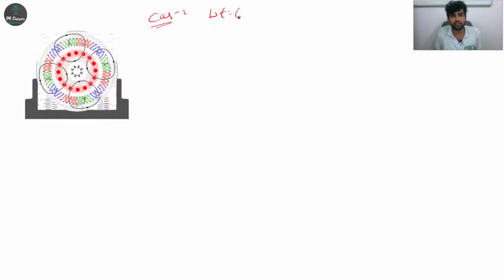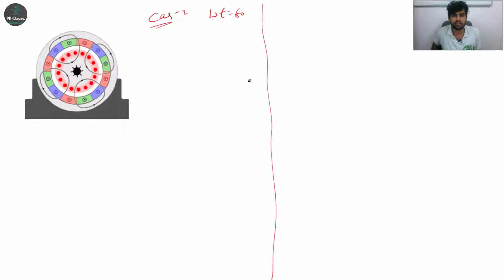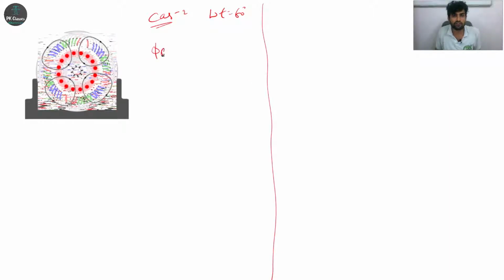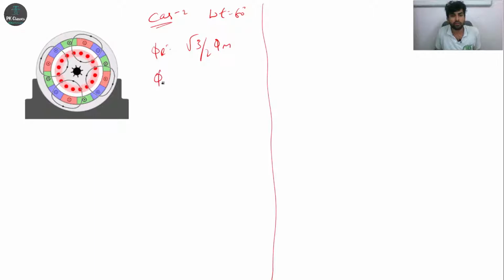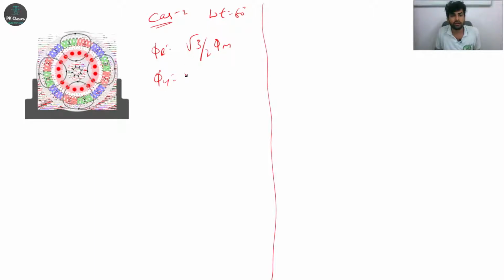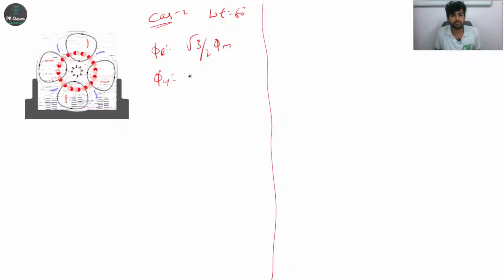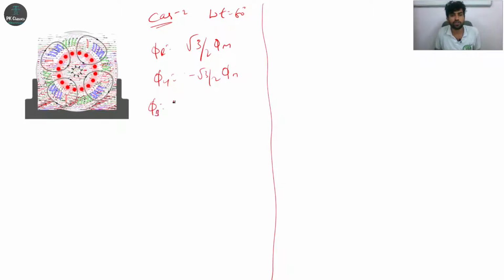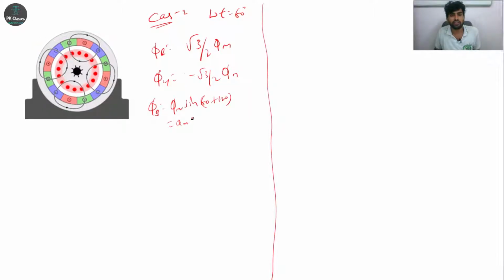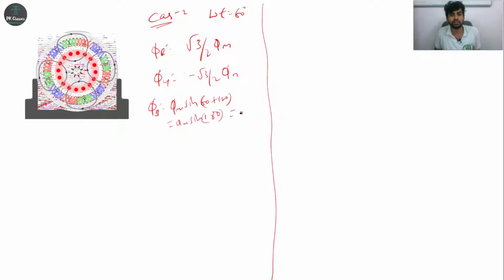Omega t is equal to 60 degree. Okay. So what about phi R? Phi R is equal to phi M sin 60. So we'll get root 3 by 2 phi M. And what about phi Y? Phi Y is equal to phi M sin (60 minus 120). Definitely you'll get minus root 3 by 2 phi M. Okay. What about phi B? Phi B is equal to phi M sin (60 plus 120). You will get 180. So phi M sin 180 is equal to 0. There is no phi B term.